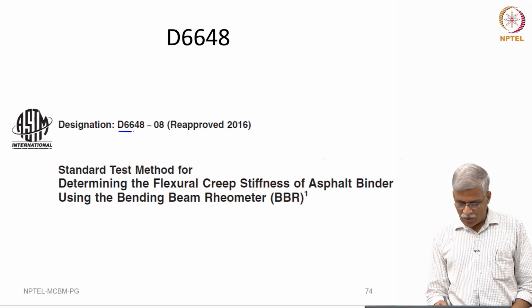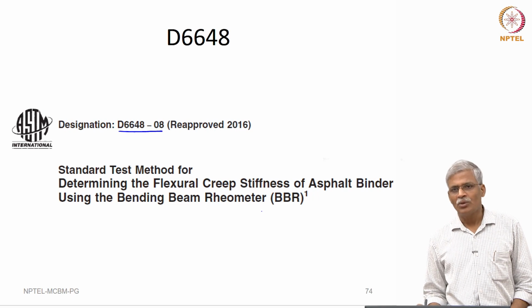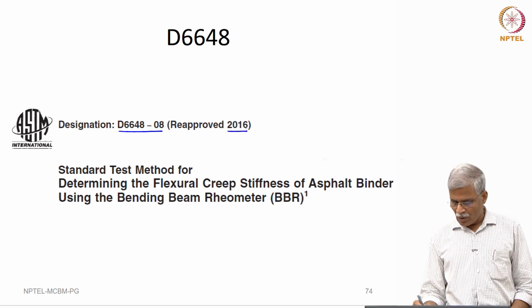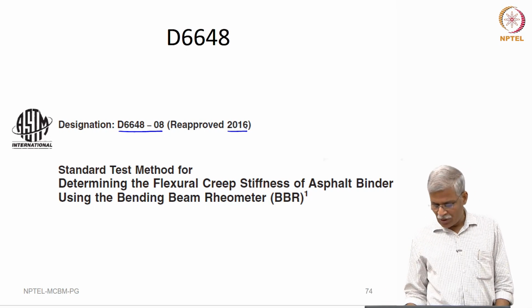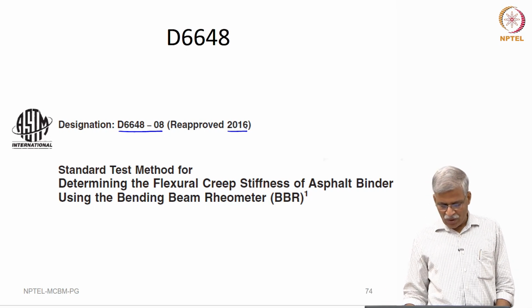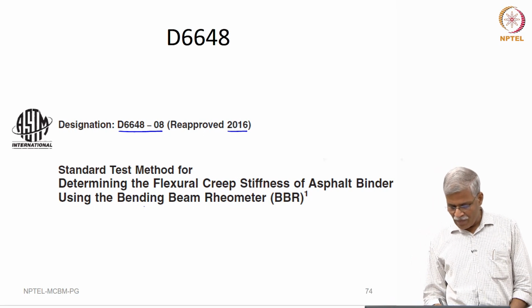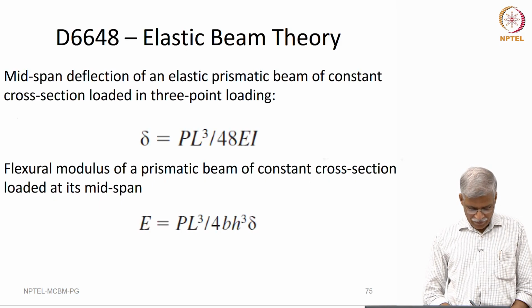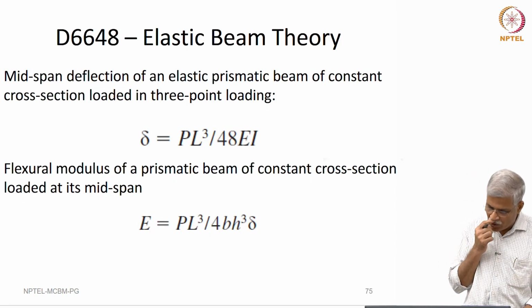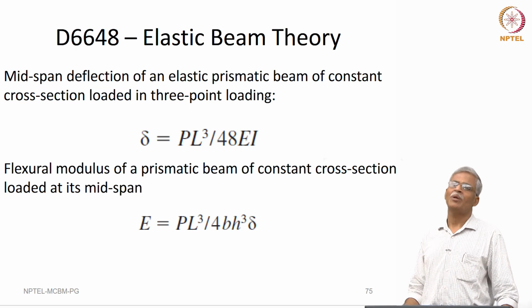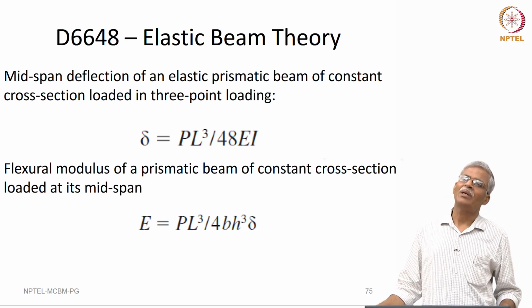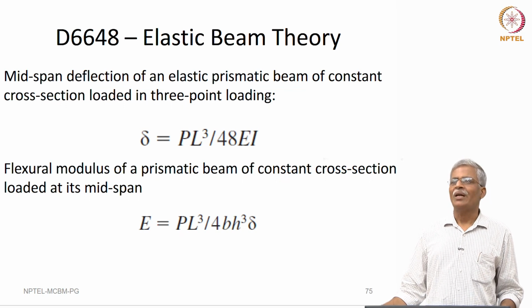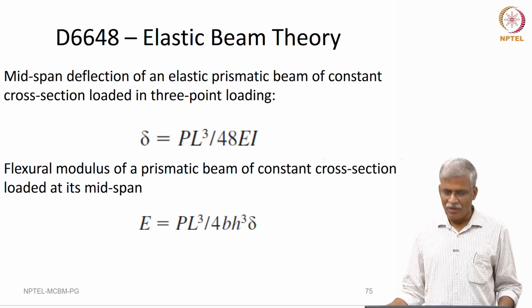You can see that this was originally written in 2008 and it was reapproved in 2016: standard test method for determining the flexural creep stiffness of asphalt binder using the bending beam rheometer. It is normally designated as BBR. Okay. So, for us to understand and use this bending beam rheometer, we need to recap some of the elementary beam theory that we have studied in our mechanics of materials course.